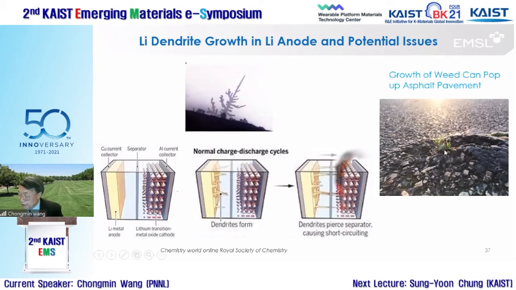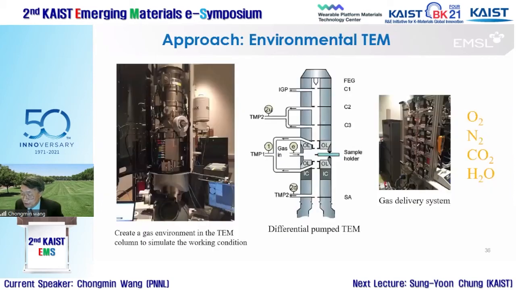We can imagine the grass, for example, or the weeds on the pavement. They're actually very weak, but if they build enough stress, they can really fracture this kind of asphalt pavement. So lithium dendrite possibly behaves similarly, and it's very necessary to measure how strong a growing lithium dendrite will be.